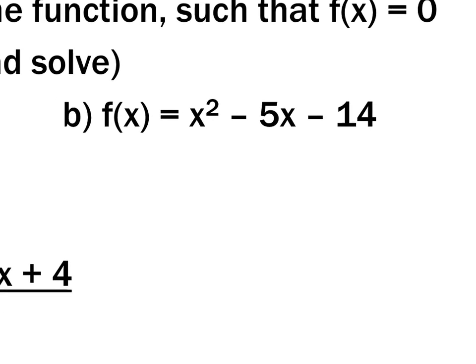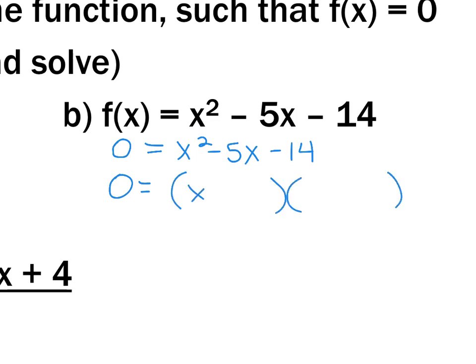I go to b, I get 0 equals x squared minus 5x minus 14. How do you solve that? Factor it. As soon as you see x squared and x, you're going to have to factor, right? So I'm looking for the factors of negative 14 that sum to negative 5, which would be what? Good. Negative 7, positive 2. Split these and solve them. So x could be 7 or x could be negative 2.